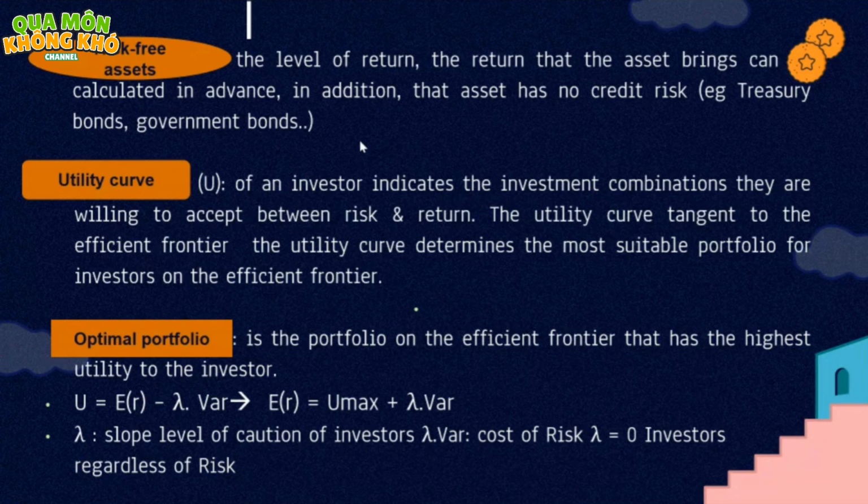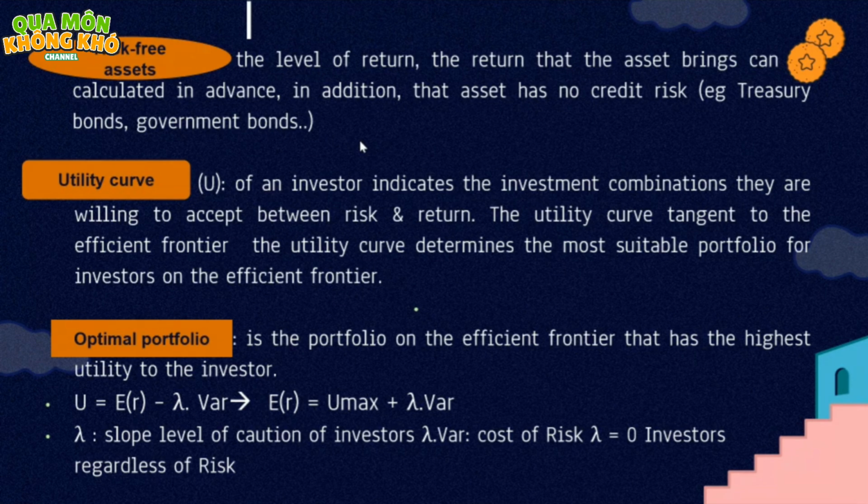About the optimal portfolio: the optimal portfolio is the portfolio on the efficient frontier that has the highest utility to the investor. And here is the equation of the utility. Utility equals the expected return minus lambda multiplied by var. And the lambda here is the slope, the level of caution of the investor. Lambda multiplied by var is the cost of return.